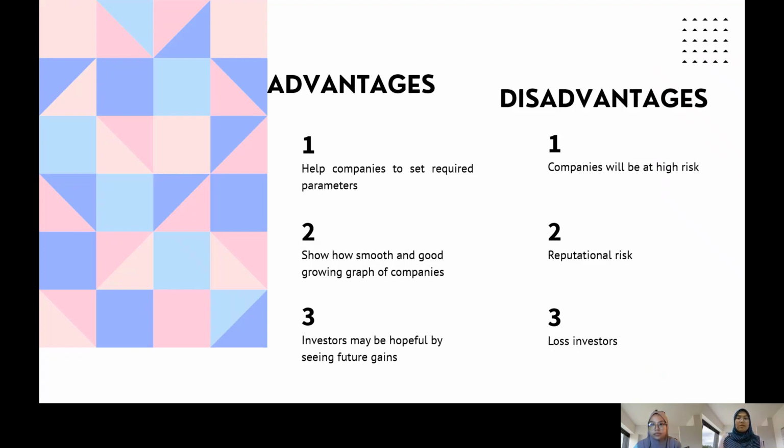Tetapi diorang punya disadvantages pula, dia akan membuatkan companies tu berada pada high risk disebabkan oleh, sebagai contoh lah, kalau company tu tidak mencapai sasaran yang diorang nak, so benda tu akan menyebabkan companies tu macam high risk lah. And what if kalau investors tu dah invest this amount of money, so dekat sini dia akan menyebabkan companies tu berada pada high risk. And then the second advantage is to show how smooth and good growing graph of companies.